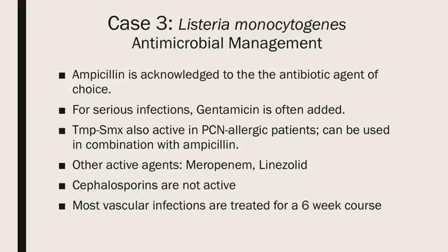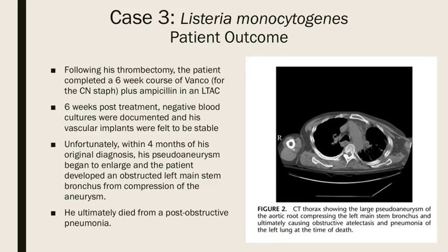how about antimicrobial management? As you all know, ampicillin is acknowledged to be the antibiotic agent of choice. For serious infections, gentamicin is often added. For penicillin allergic patients, consider Bactrim. Septra can be used in combination with ampicillin if you have a patient, for example, who's not a good candidate for an aminoglycoside. Other active agents, meropenem, linezolid. Cephalosporins, of course, are not active, and most vascular infections are treated for a 6-week course.